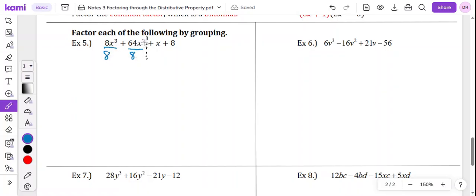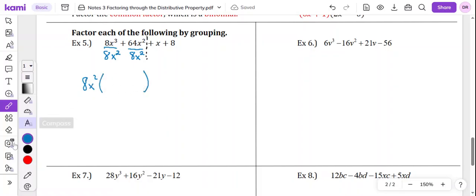And then we see that both terms have an x. So we'll divide by an x as well. And we look at the 2 exponents, and we will use the smaller of those 2. And so we'll use x to the second. So in this first group, we'll get to that second group in a second. In this first group, they have an x squared in common, 8x squared in common that we'll bring out.